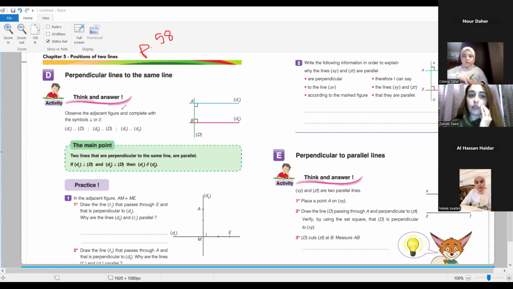Observe the adjacent figure and complete with the symbol perpendicular or parallel. We're going to check each two lines that they give us. We're going to say for them if they are perpendicular or parallel.